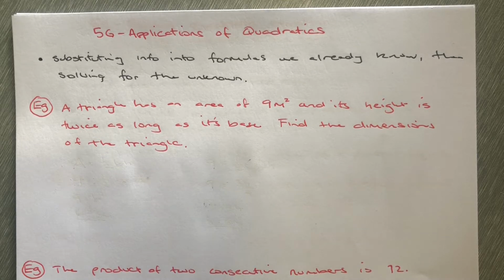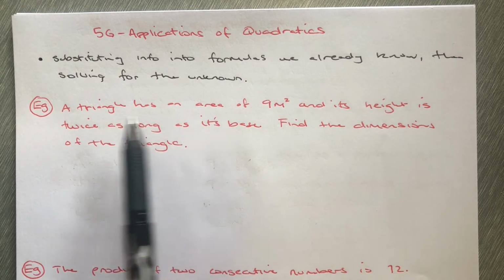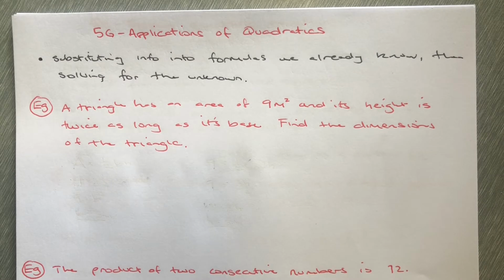Hey, Year 10. Now, I've done some practice with factorizing and solving for quadratics. Now we're going to do some application, which is in 5G. The main thing we're going to be doing, as I've got written up here, is substituting info into formulas that we already know and then solving for the unknowns. So that solving is going to be done the same way as what we did last lesson. And the formulas that we already know, for example, it's talking about here the area of a triangle. That's something that we might know already. Okay, so let's have a look at our first example.